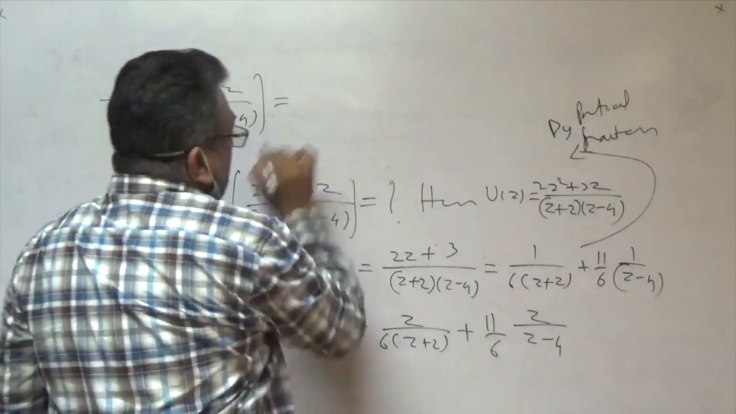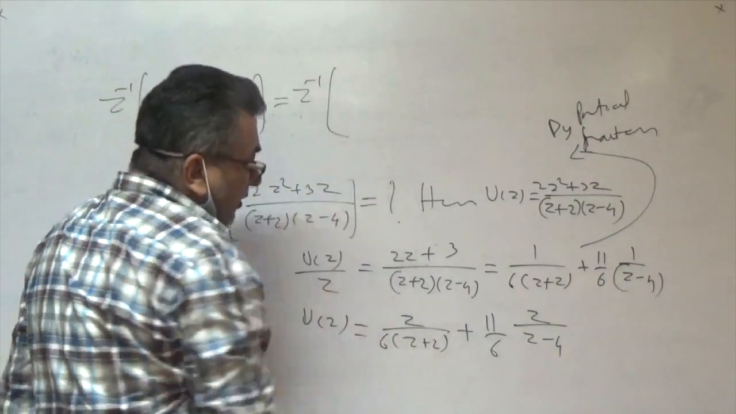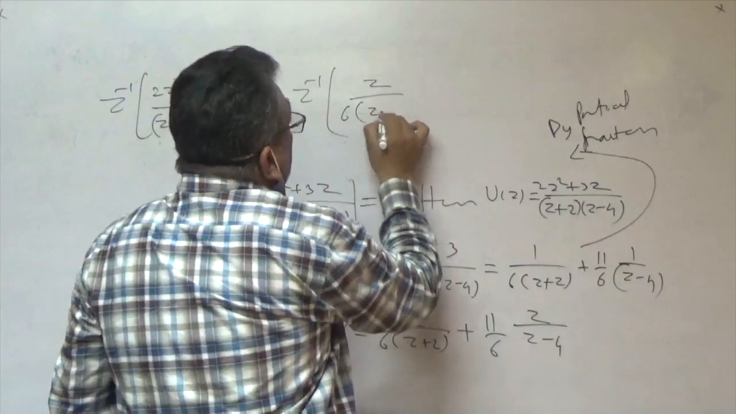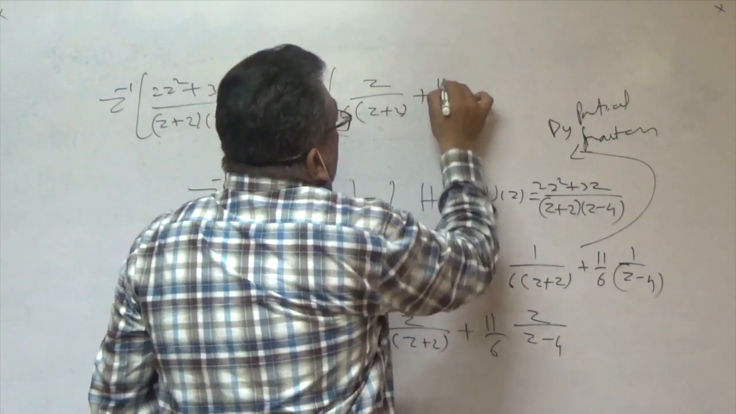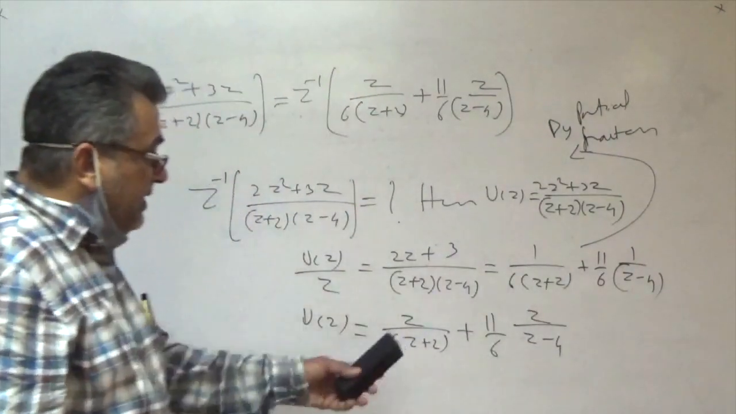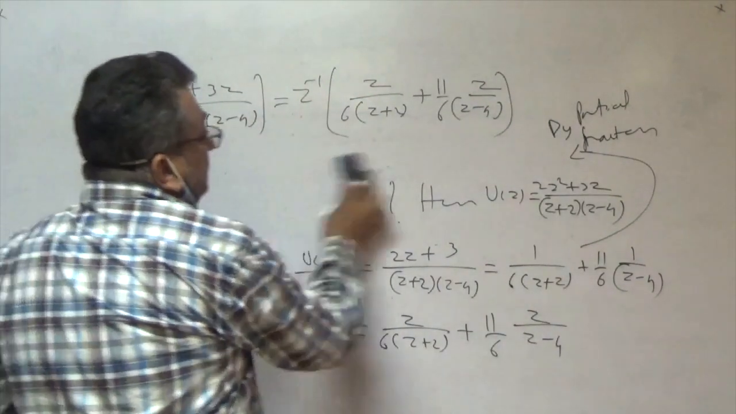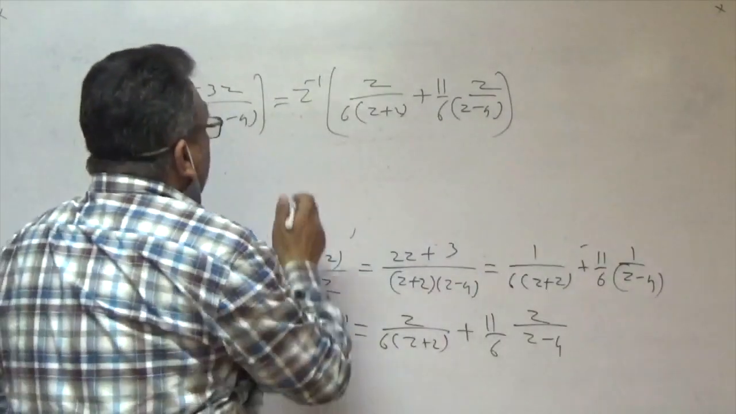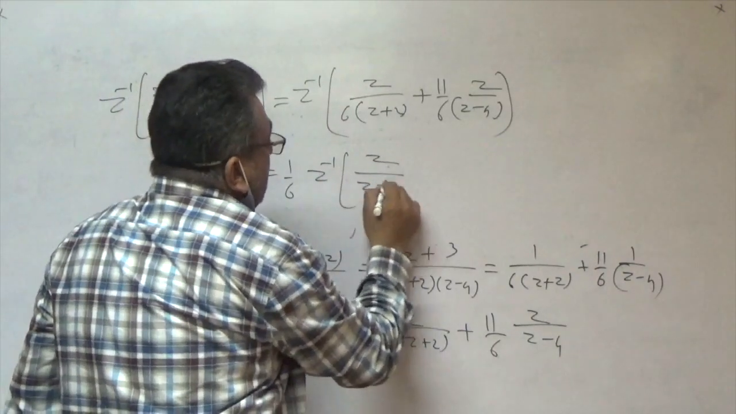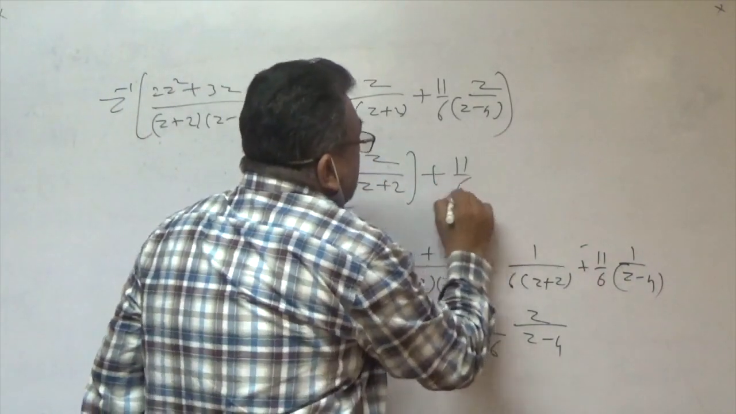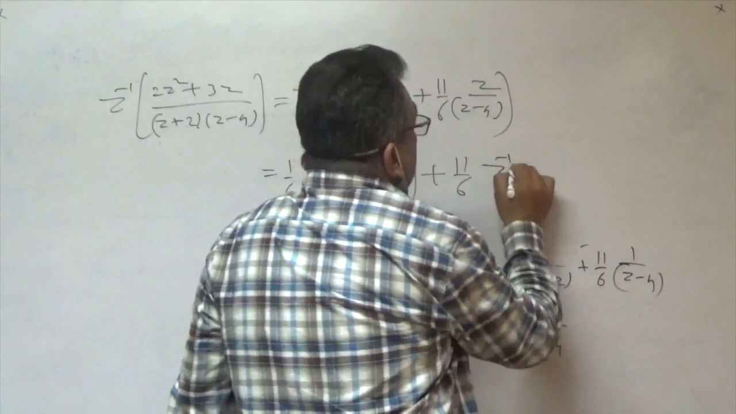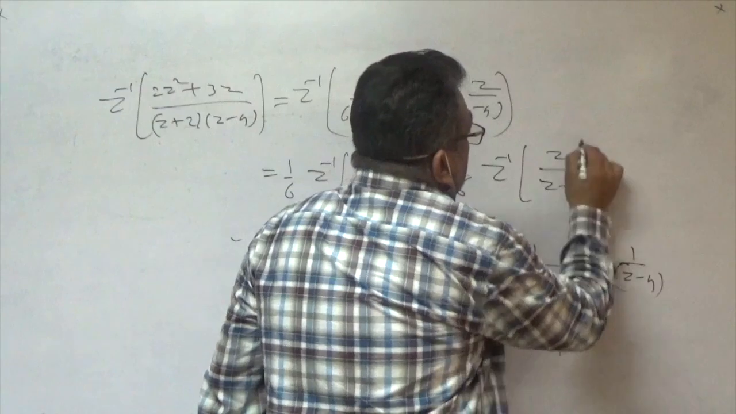That can be the inverse Z value of this. You have calculated z upon 6(z plus 2) plus 11 by 6 z upon (z minus 4) by the partial fraction. And now by linearity, you can separate it as 1 by 6 times the inverse Z transform of z upon z plus 2, plus 11 by 6, which you take outside the expression due to the constant value, times the inverse Z transform of z upon z minus 4.